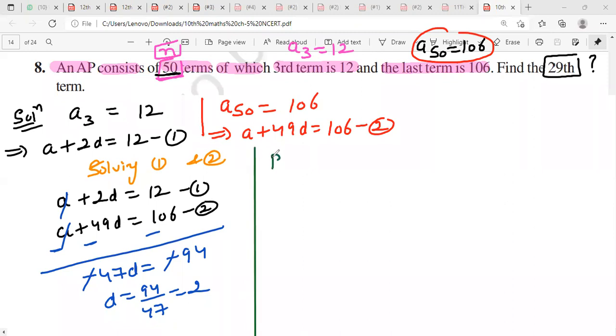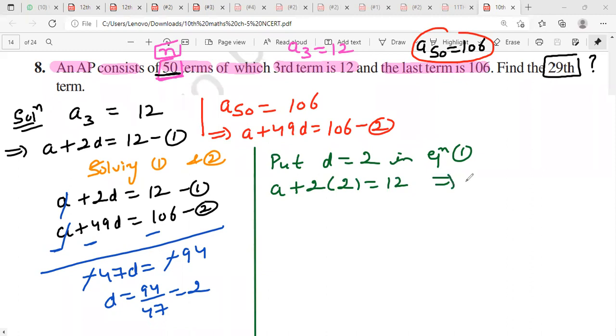Now put d is equal to 2 in either of these equations. Say in equation 1, what we will have? a plus 2, in place of this d we will put 2, equal to 12. So a will be equal to 12 minus 4, that is 8. So a is equal to 8, d is equal to 2.